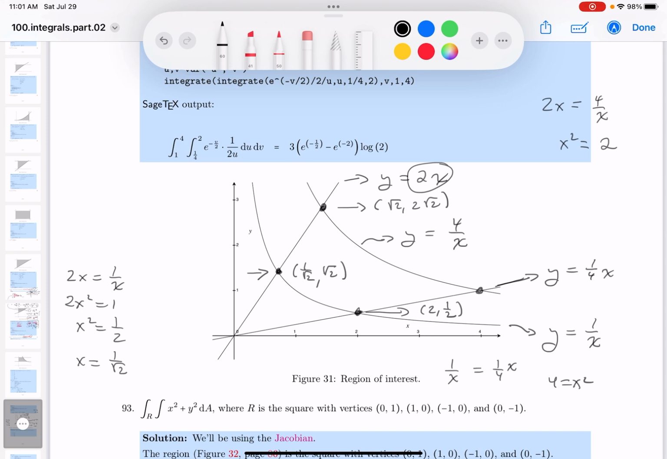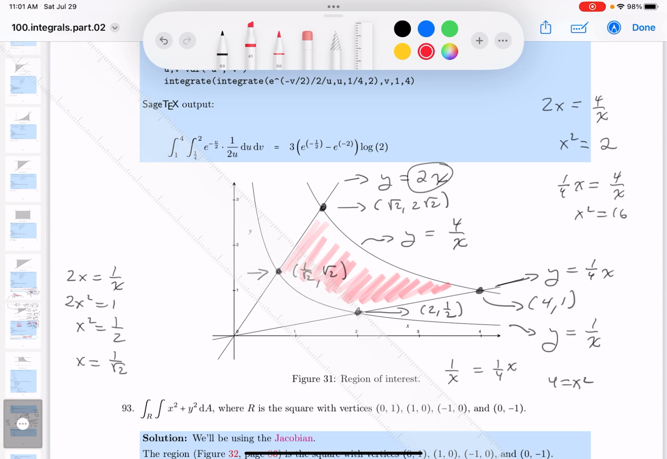Let's do this point over here. And that's when 1/4 of an x is equal to 4/x. What do you get there? X squared equals 16. X would equal 4 then. And what's the y value going to be? It's going to be 1. All right, so I know what the region is, and I'm going to shade that in for you now. And let me explain why this is so difficult to do.